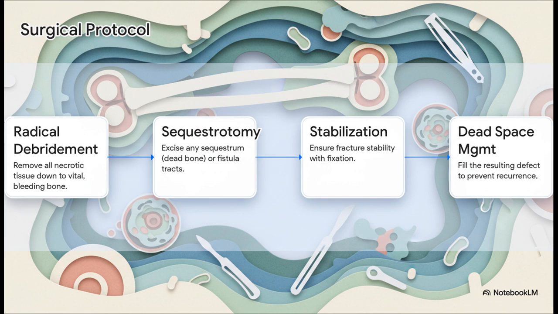When it comes to the surgical side of things, especially for chronic osteo, you have to be aggressive. This isn't a time for half measures. The protocol is clear. Step 1 is a radical debridement. You cut away all the infected tissue until you see healthy, bleeding bone. If there's a sequestrum or a fistula, that's got to come out too. Then you stabilize everything. And finally, you have to deal with the empty space you've just created.